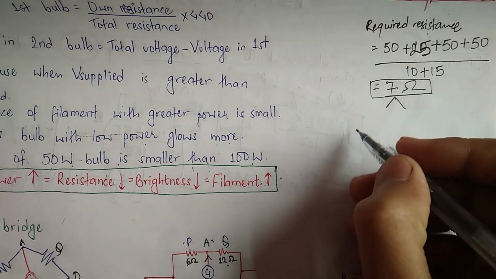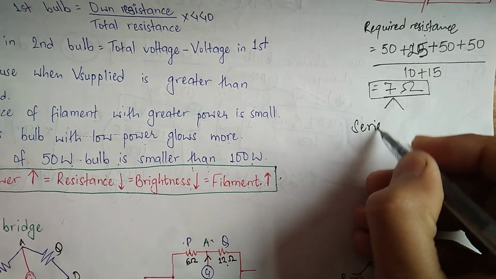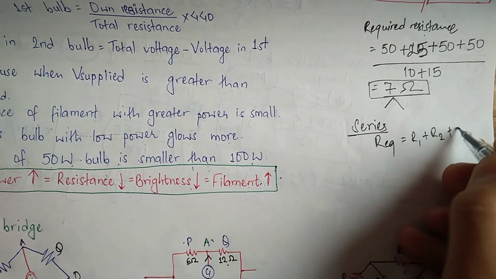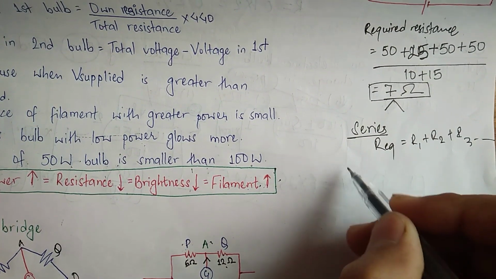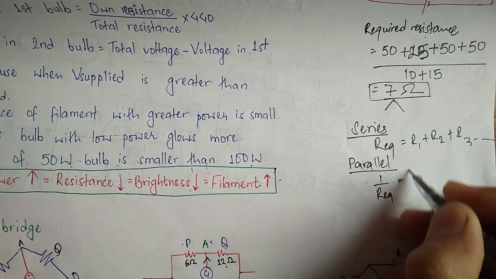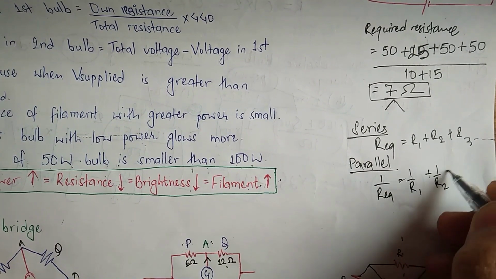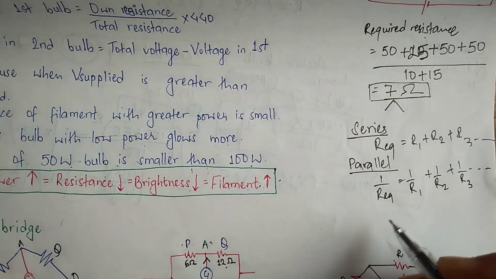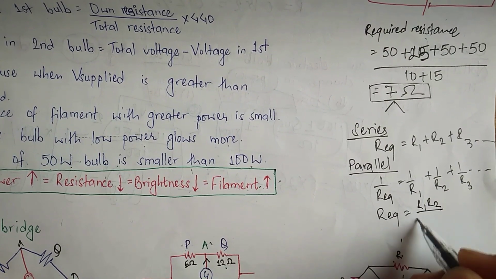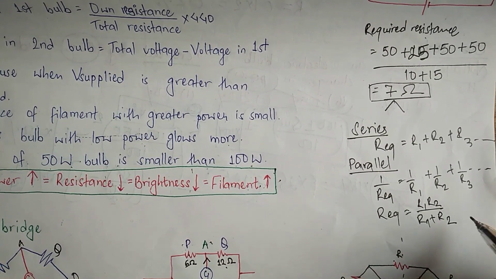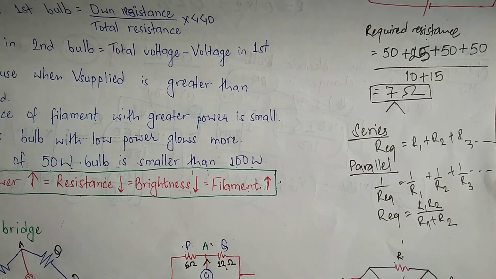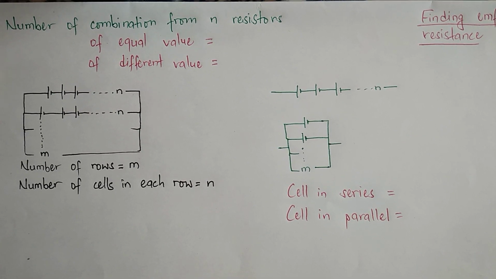I think I should not tell you about this, but let me tell you. If the resistances are in series, then the resistance R required will be R1 plus R2 plus R3. And if they are in parallel, it will be 1 by R equivalent is equal to 1 by R1 plus 1 by R2 plus 1 by R3. Well, if there are only 2 resistances, then R equivalent is equal to R1 R2 by R1 plus R2. This is nothing but just a shortcut in finding required resistances. Now let's discuss combination problems.